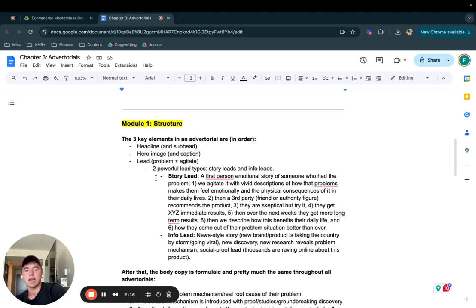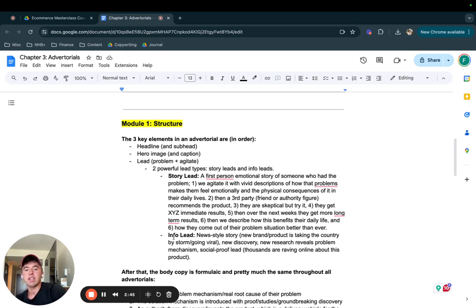And there's two powerful lead types. The first is a story lead. I'm not going to go through all the points because, again, I want to keep this video short. A first-person emotional story of someone who had the problem, and then we explain a little bit of how they overcame it using this product and their process. And it has to be relatable, a little bit worse than the target avatar, so they can say, this person is just like me, but in a worse situation, and they got out. This is their story. It's going to create the emotions that you want to create in the lead to bring them further into the funnel.